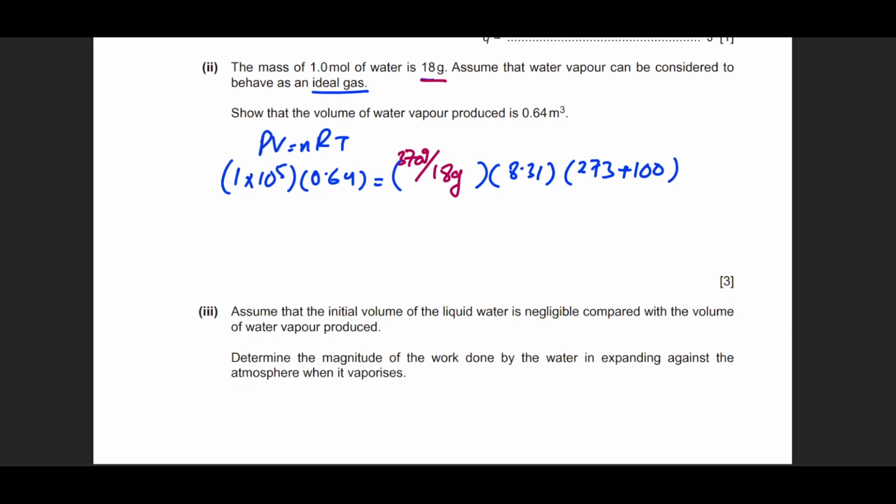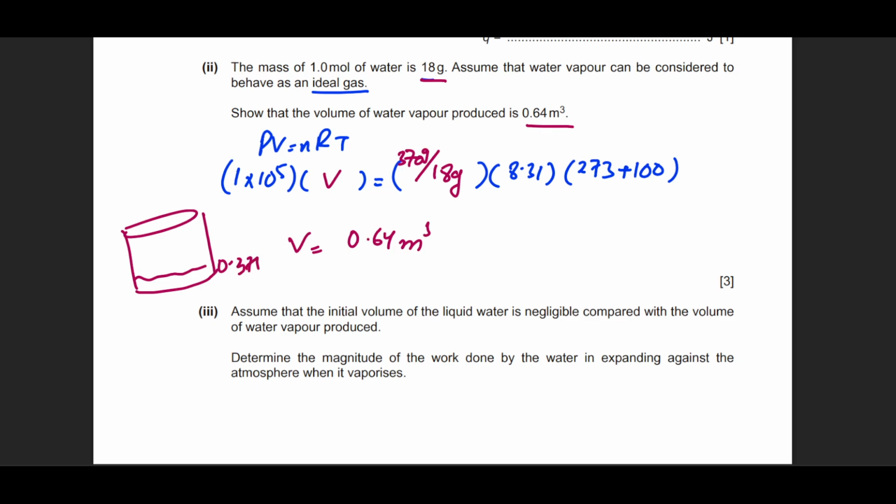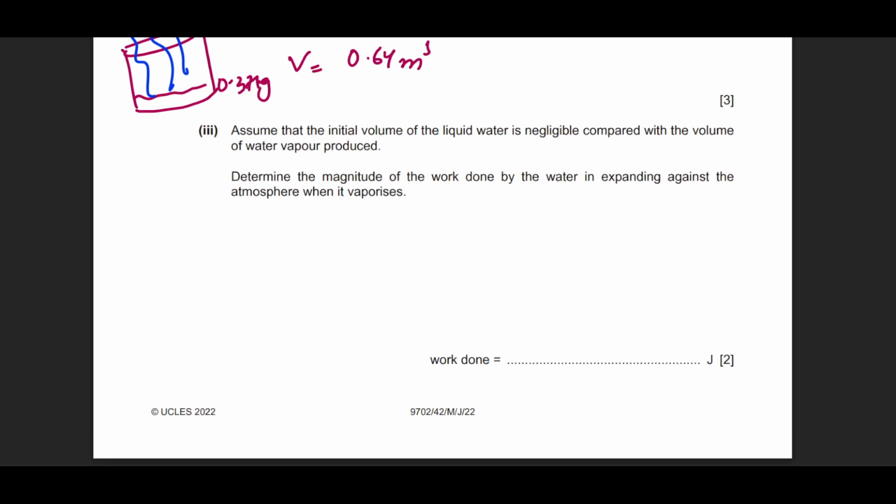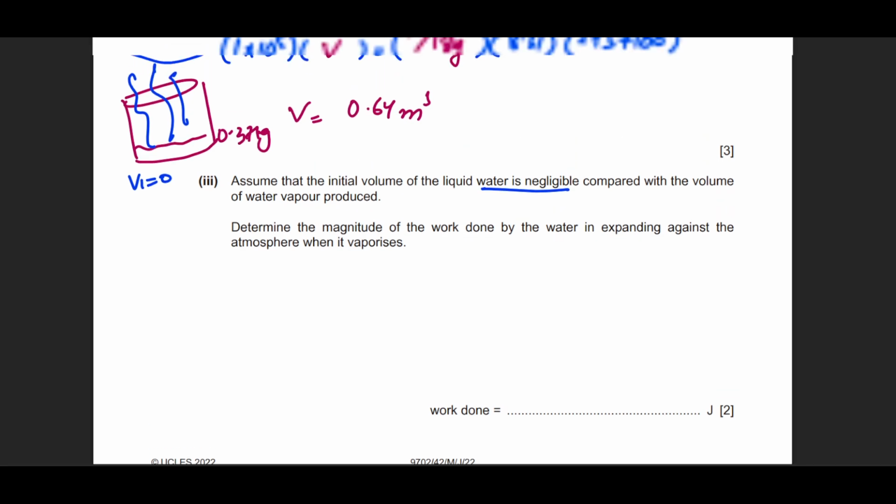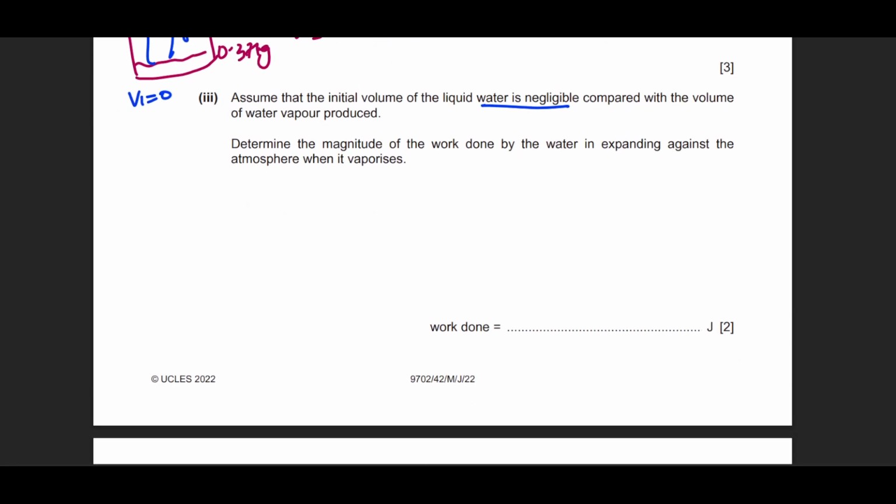When you find the volume, volume was required. When you find the volume, because this is what we want to show, it comes out exactly as 0.64 meter cube, which means that if you had this beaker, for example, if you're heating it up, if 0.37 kg water was present in it, now all of this has converted into a gas cloud which has a volume of 0.64 meter cube, which is a very huge number, by the way. Anyways, assume that the initial volume of the liquid water is negligible. Okay. The V1 is 0 and V2 is 0.64, final volume.